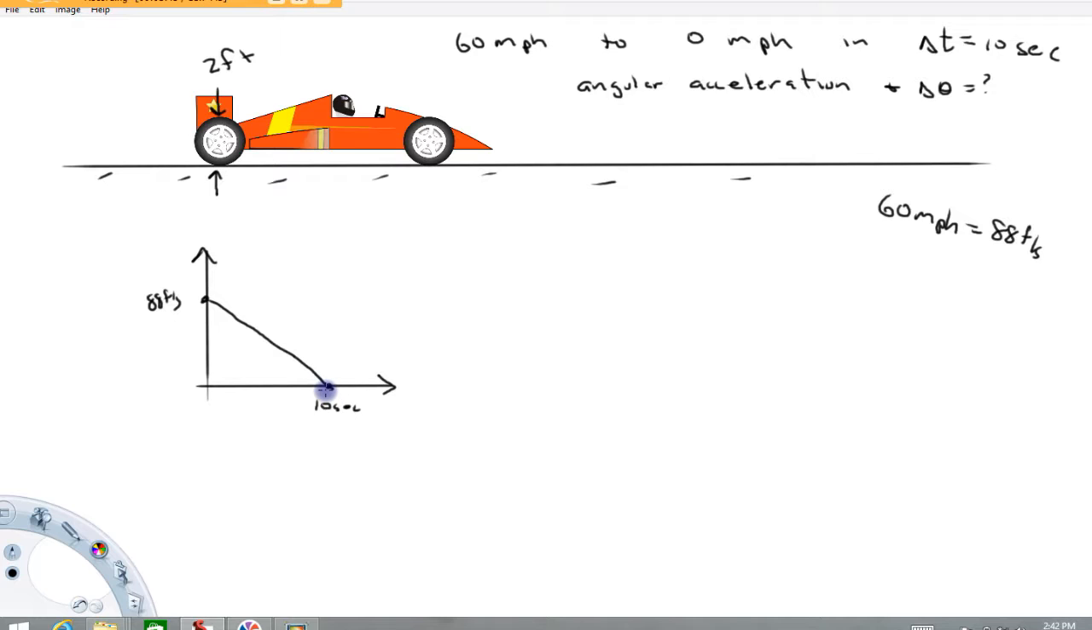Now, the reason I wanted to get that curve is this. The distance, or the delta x, traveled by the car can be found by this area right here. And I'm going to go ahead and do that because I'm going to need it for the rotational part of it. So that distance is going to be 1/2 times 10 seconds times 88 feet per second. And this ends up being, I think, 440 feet.